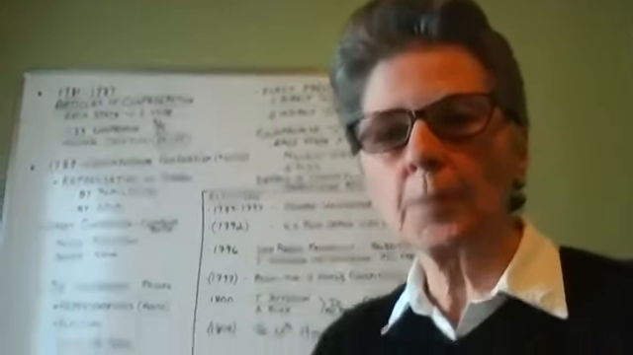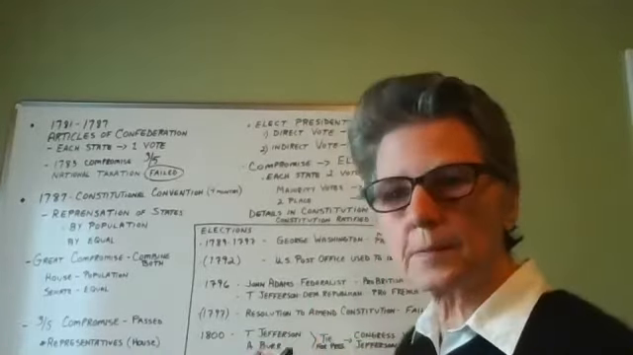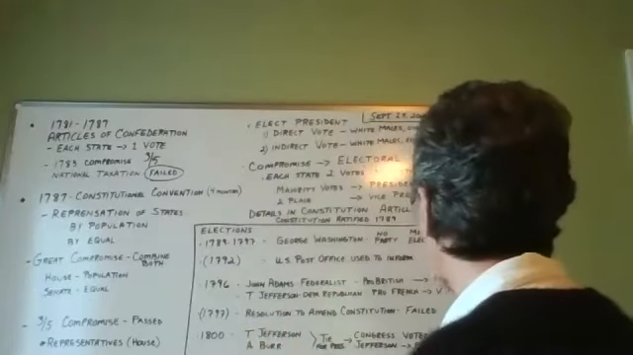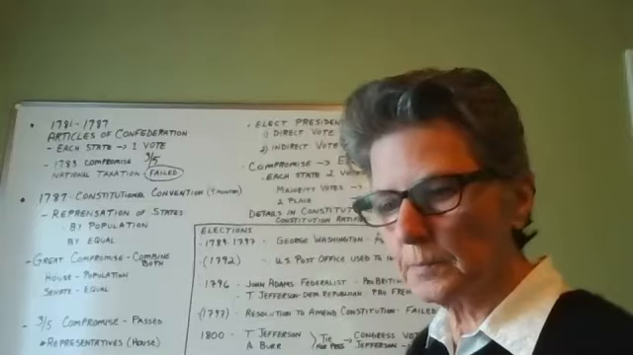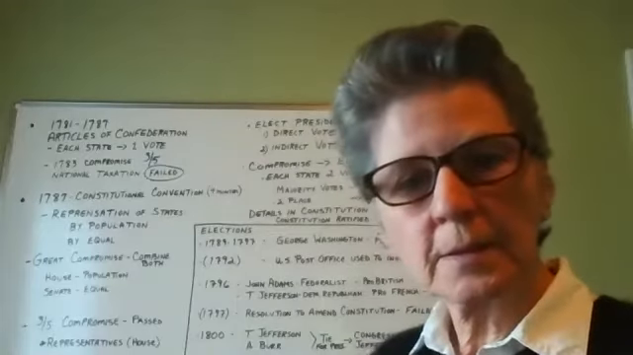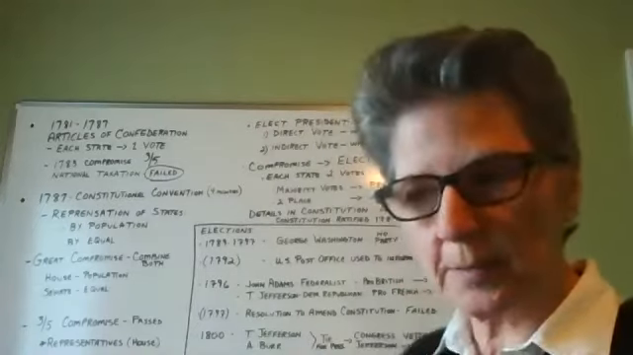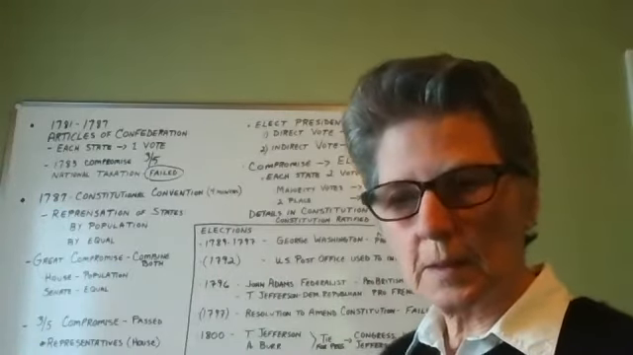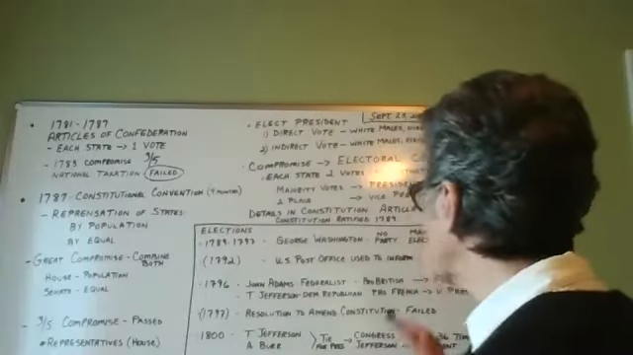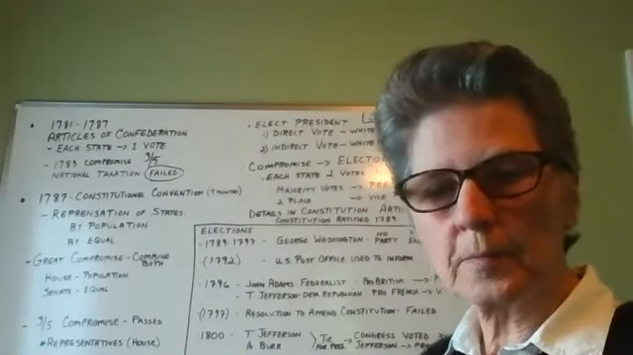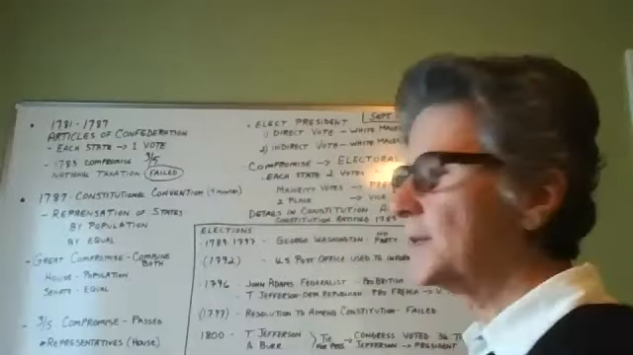Okay, so now they see a problem. They have John Adams. He's a Federalist. He's pro-British. He becomes president. Thomas Jefferson is a Democratic Republican. He's also pro-French. And he's the vice president.